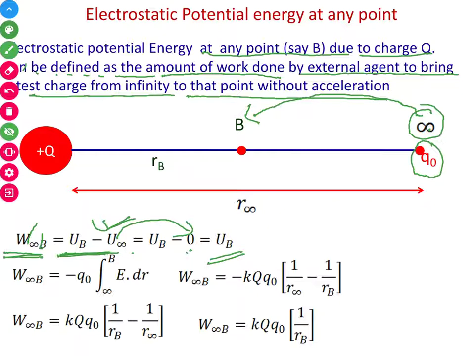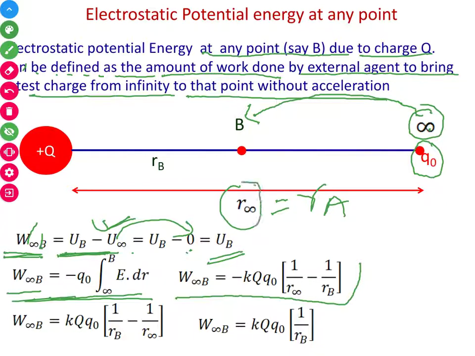It is an arbitrary point, it can be anywhere. So if we have to find the potential energy at any point, then we have to calculate the amount of work done to bring the test charge from infinity to that particular point, and that is equal to this expression. Here you can see this is your RA.